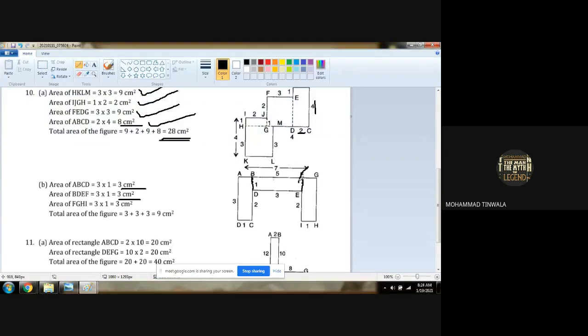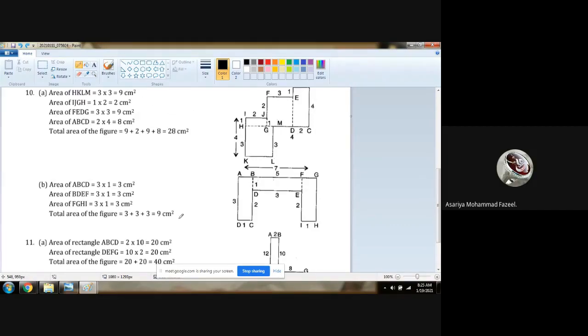And now the last one, FGHI, this one. The area of FGHI is 3 centimeters and 1 centimeter. Which one is 3 centimeters? This thing, because over here also it is 3 centimeters. Can you see? So this line and this line will be equal. 3 into 1, 3 square centimeters. So the total area of the figure will be 3 plus 3 plus 3, which is 9 square centimeters. Is that all clear? Any doubt, boys?